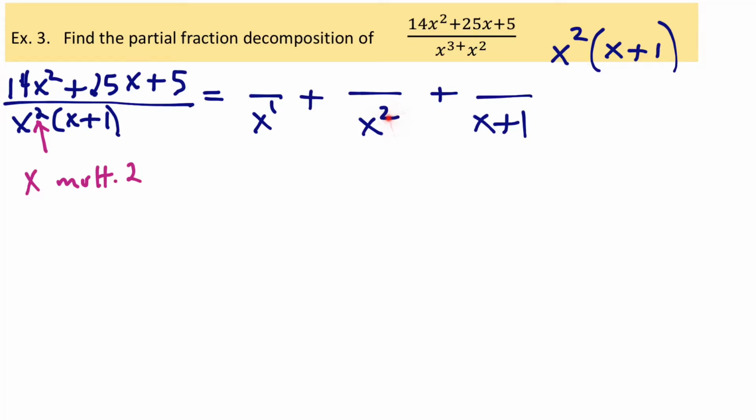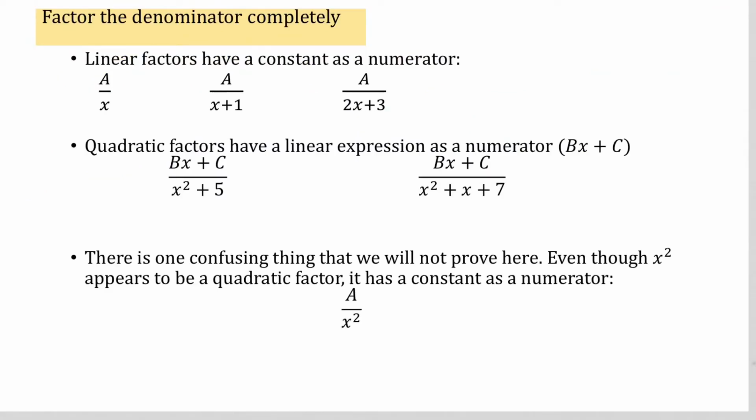Now let me remind you back on a previous slide, where I pointed out this thing that confuses people at the beginning of learning how to do this. Even though x squared appears to be a quadratic factor, it's really your linear factor x with a multiplicity of 2, which takes a constant on both the x and the x squared.